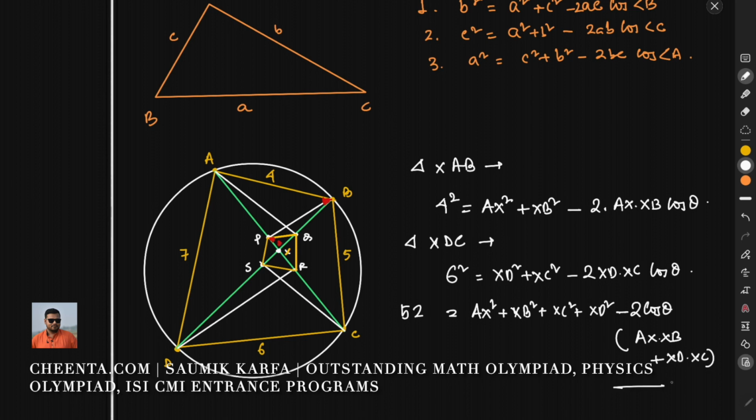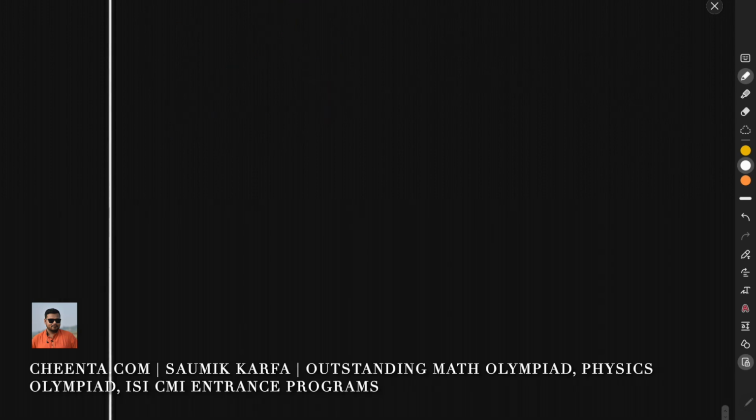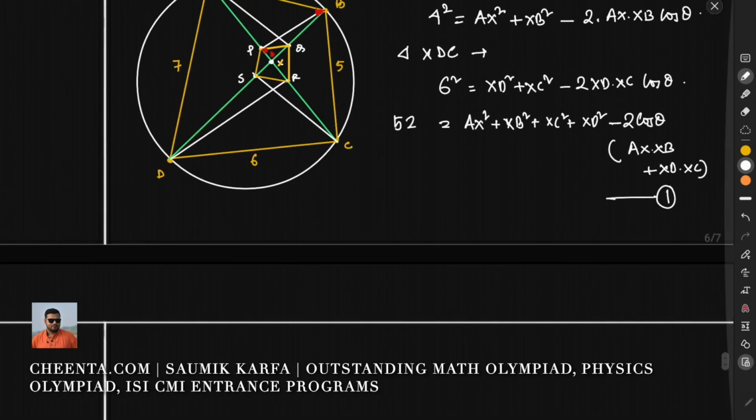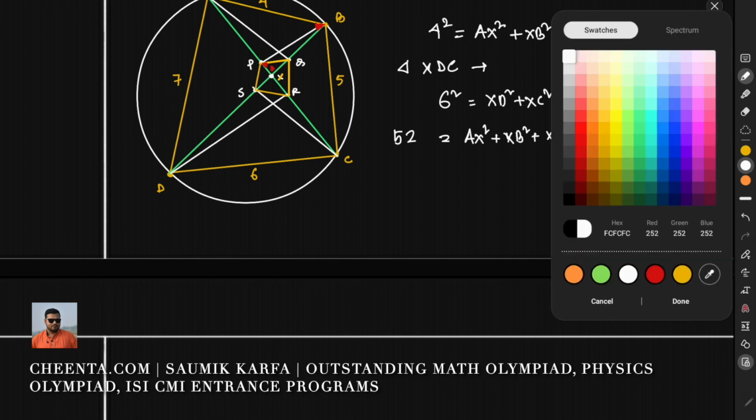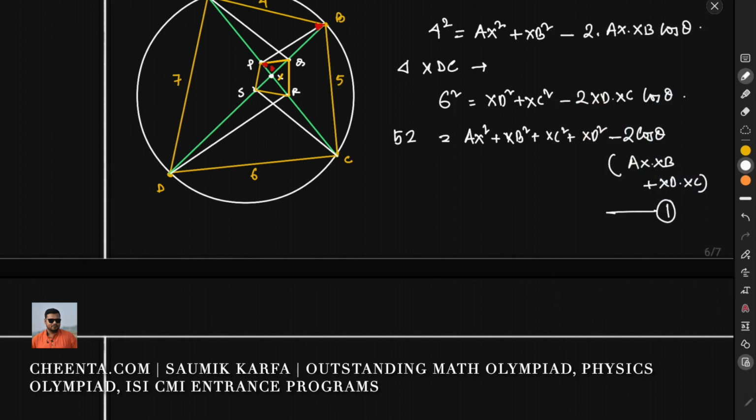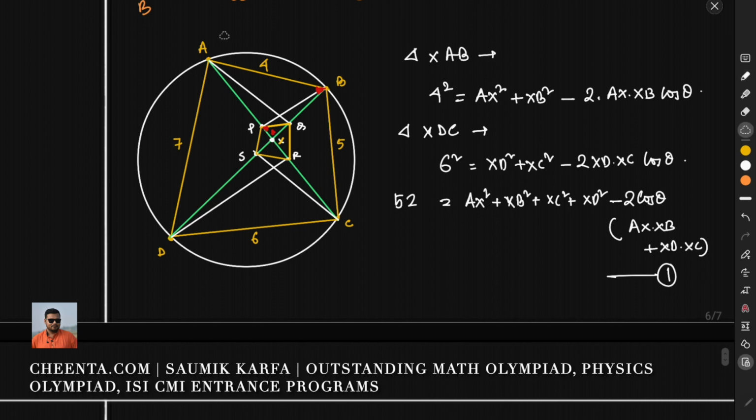Fantastic. Let's keep that as an equation. Let's write that as equation 1. Now similarly, applying the cosine law on the other two triangles, let me just copy that diagram one more time.